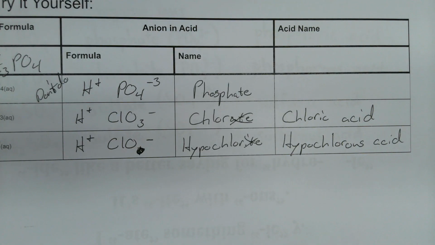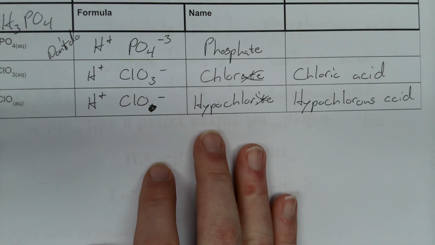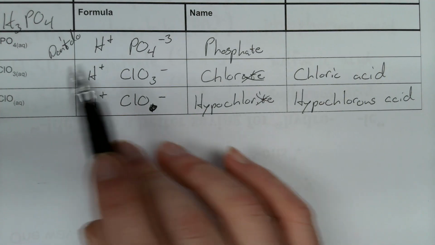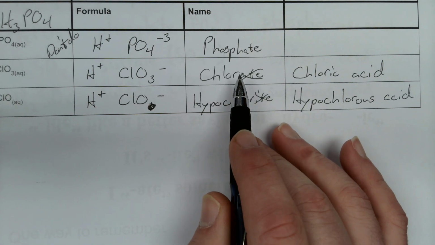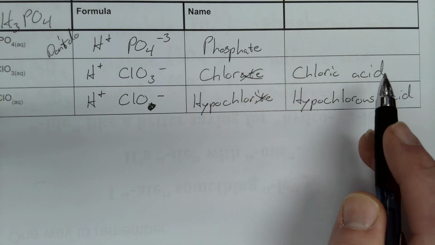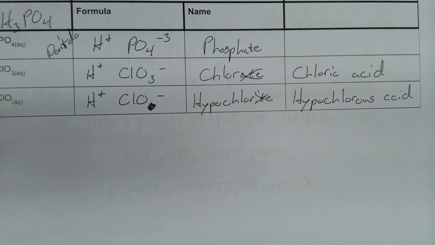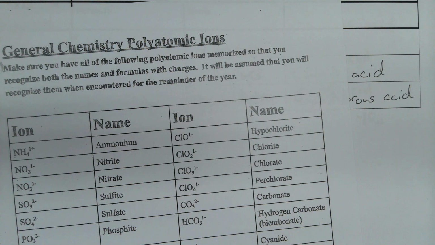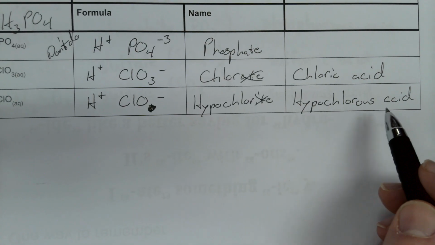All right. Let's look at them together fast. So, I want to target the bottom 2 first. HClO3. If I break it down to the ions, I see I'm working with chlorate. Therefore, I cut off the ate, replace that with ic acid. Now, when I see ClO by itself, hypochlorite. I cut off the ite, hypochlorous acid.